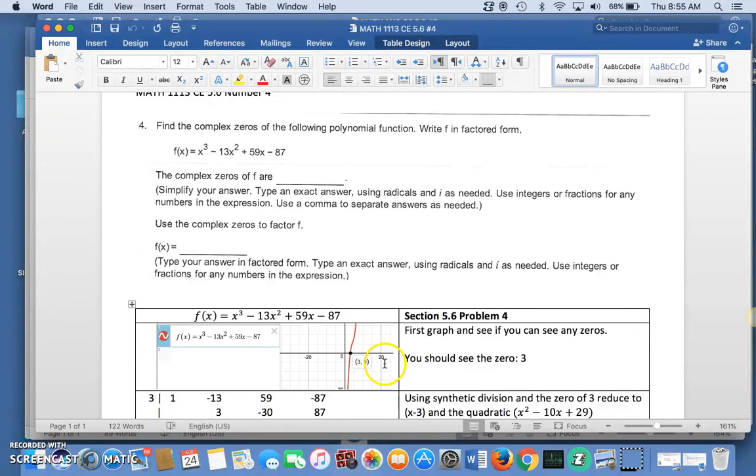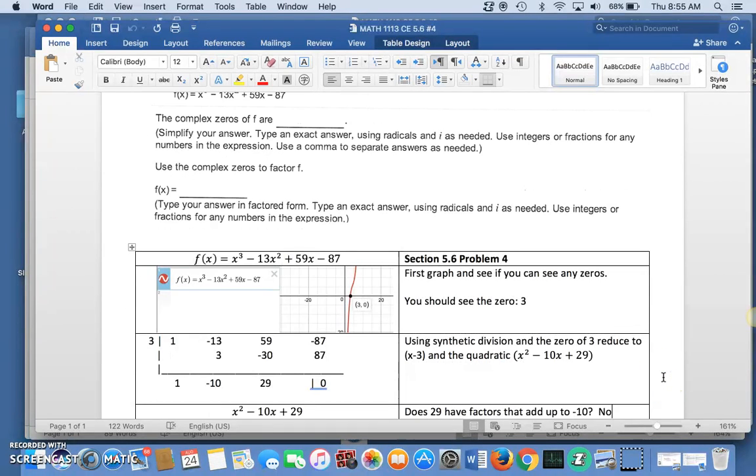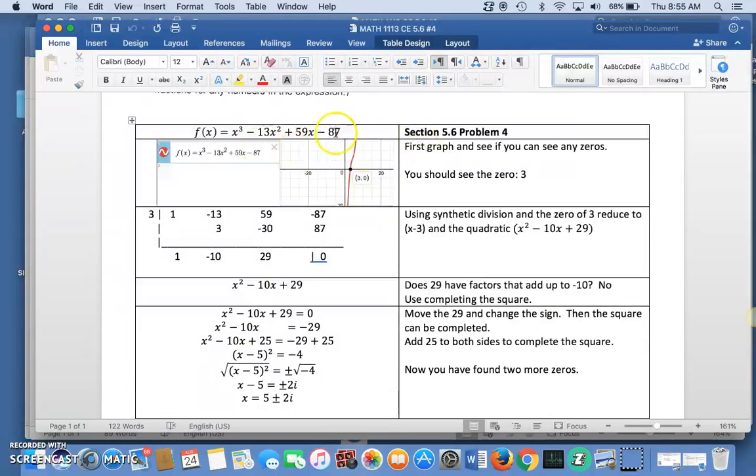Take that 3, begin using your synthetic division and work it down until you find the others. The others are probably imaginary, and remember, it's a cubic, so you want 3 zeros. We've got one real, we probably have 2 imaginary. I don't see where it's really crossing anywhere else, so the others are probably imaginary. So we start with the 3.